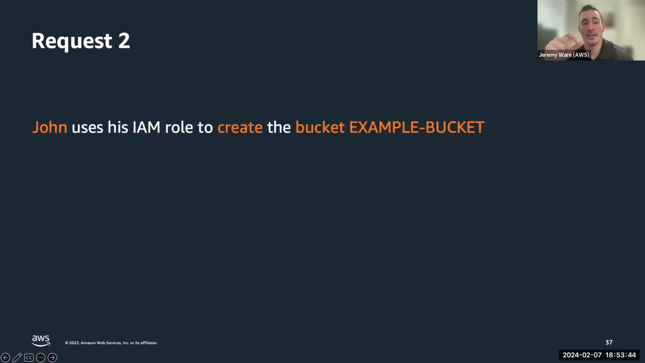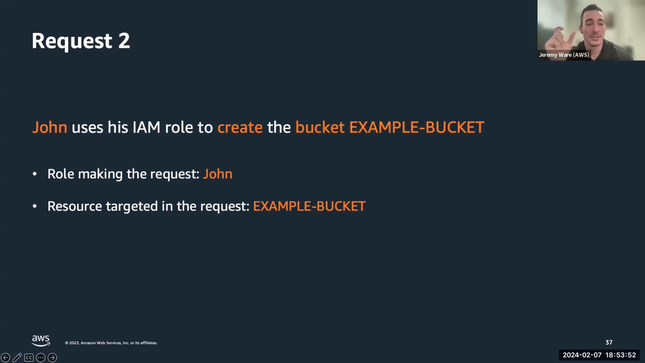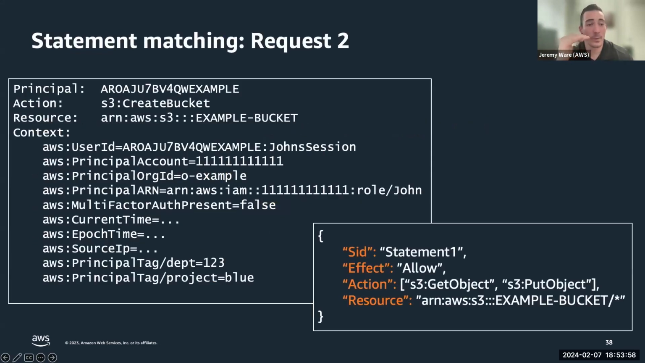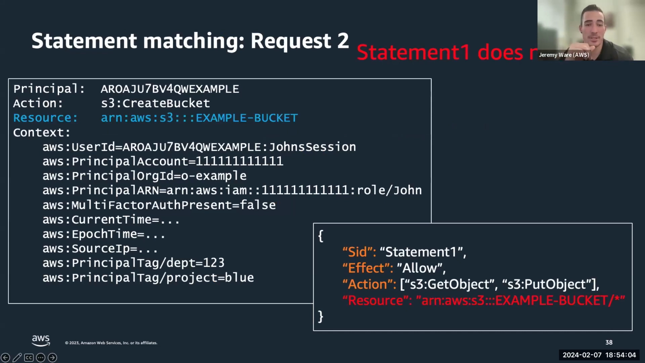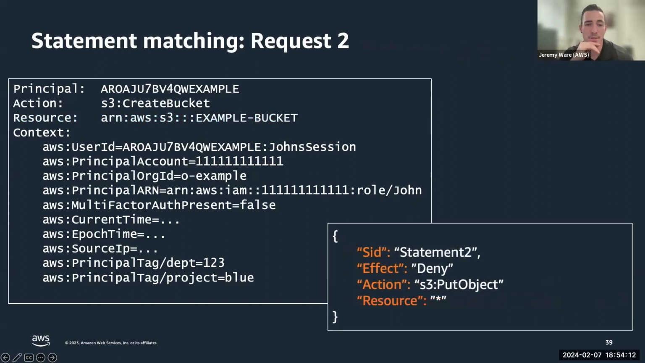On the other side, if John uses an IAM role to create bucket example bucket, the role making the call would be John. His target is example bucket, and he's trying to do the S3 create bucket action. When we look at the same context for this action on this resource, what we see is we have our defined resource of example bucket. We don't have an allow for get object, put object doesn't apply because this is for anything inside example bucket.